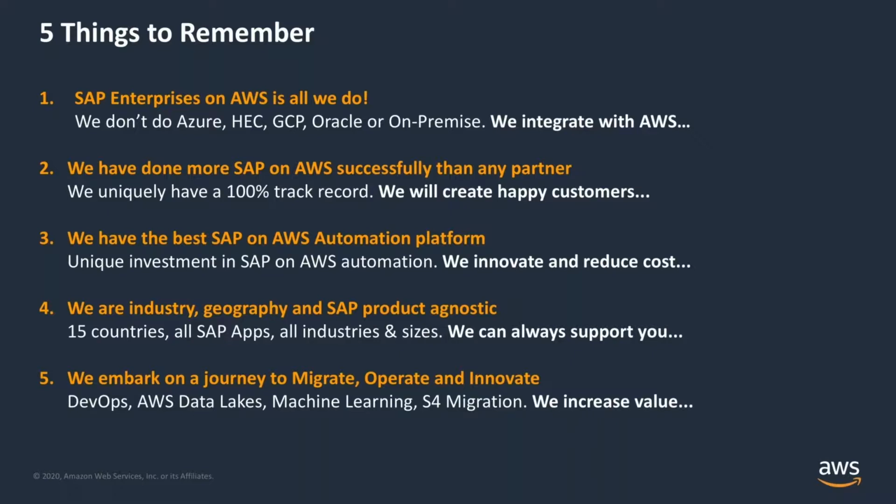That's partly because we have more referenceable SAP workloads on AWS than any other partner globally. So we have a track record of delivery, and we have a track record of delivering happy customers. As we go through this presentation, you'll hear me talk about automation quite frequently. We'll talk about it being an enabler for delivering cost reduction, delivering agility, delivering this dream of SAP on the cloud. And that's one of our big differentiators at Lemongrass.